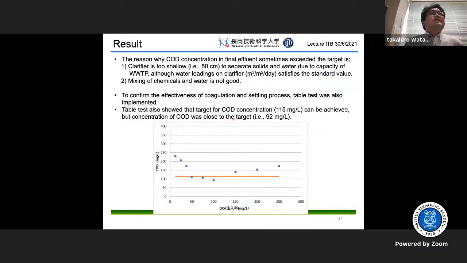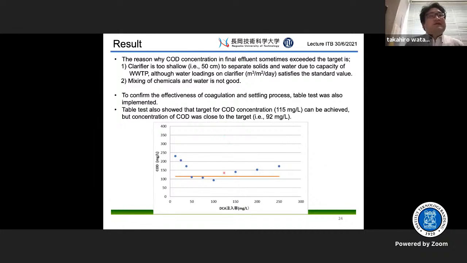The reason why COD concentration in the final effluent sometimes exceeds the target is, of course, that our pilot scale system is very small, and the water loading on the clarifier does not satisfy the standard value, and also the mixing of the chemicals with water is not good. Therefore, we will bring the wastewater from the factory, then we will do the jar test also.